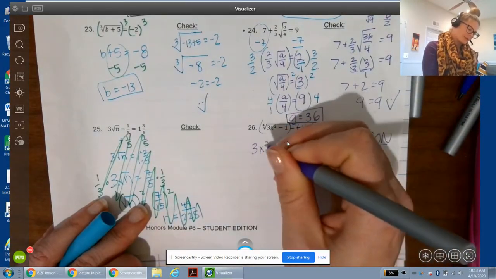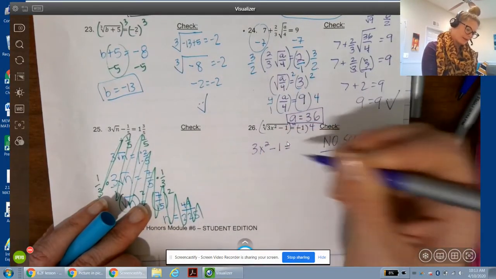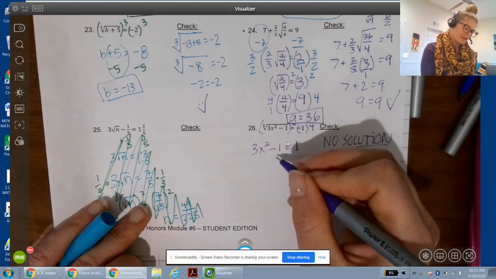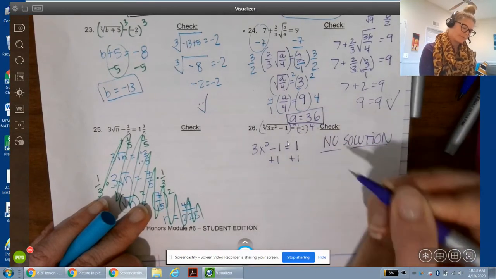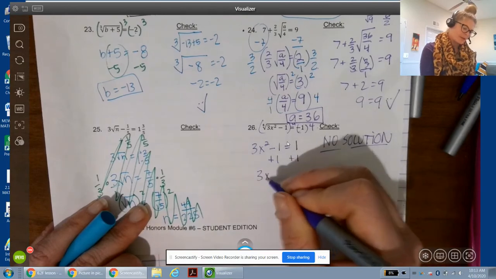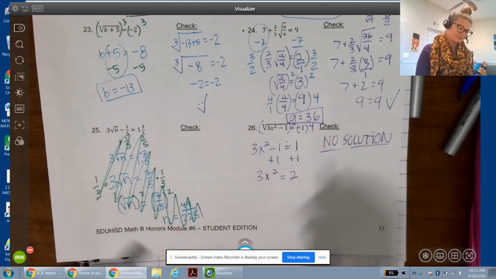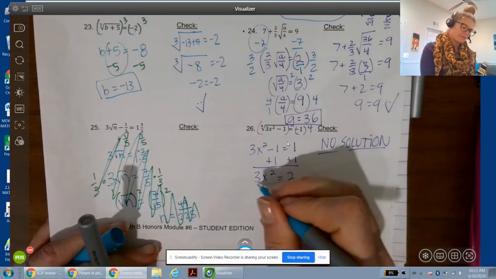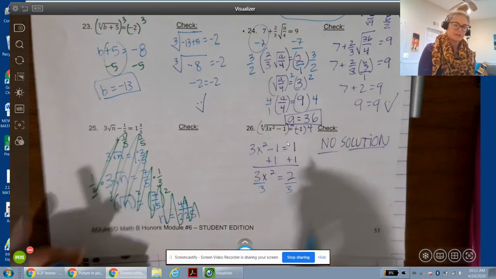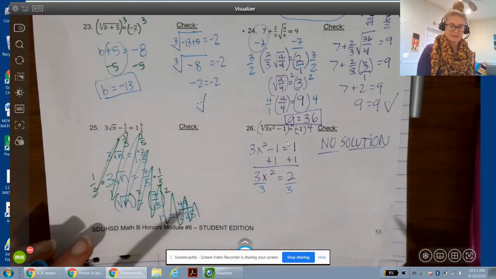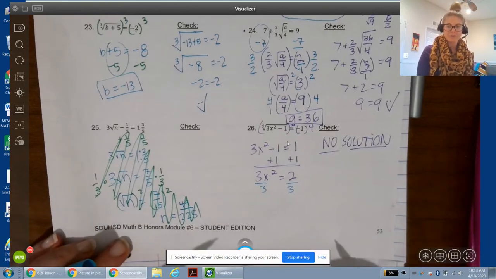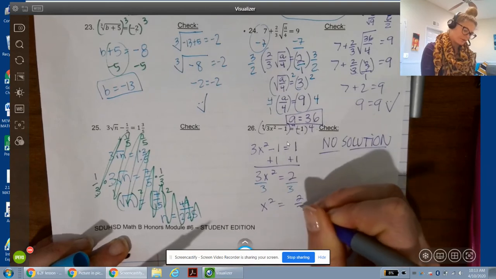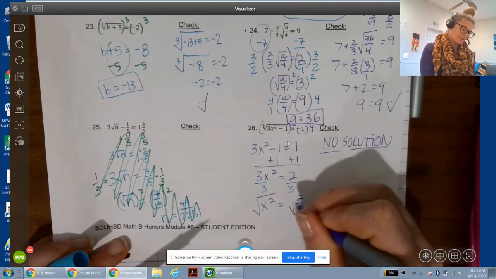You'd have 3x squared minus 1 is equal to negative 1 to the 4th power, which is positive 1. Then I'd add 1 to both sides, and you'd have 3x squared is equal to 2. From here, I would divide both sides by 3. To undo multiplying by x squared, you need to isolate the x squared before you square root. So now you'd have x squared equals 2/3, and you'd have to take the square root of both sides.